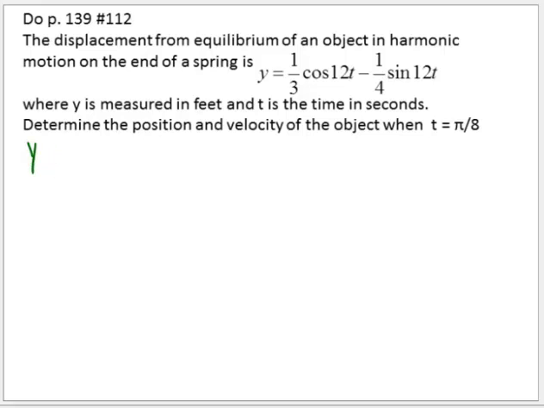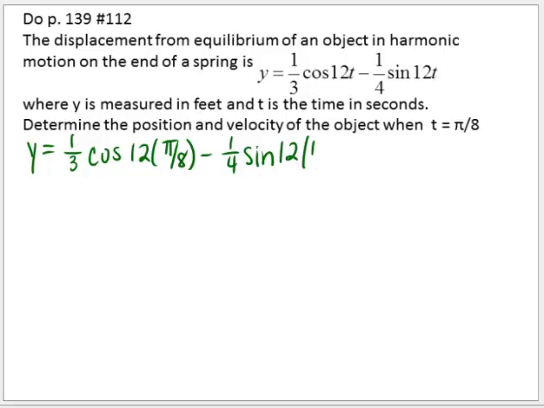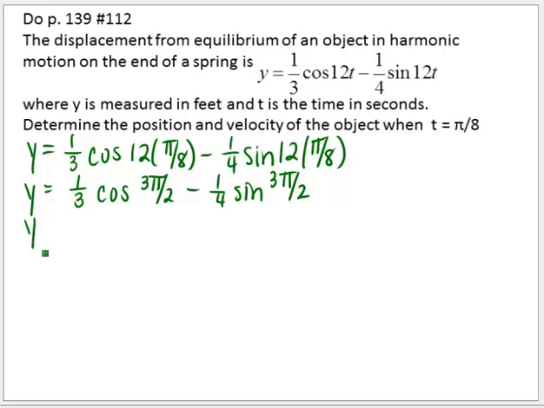So when I plug in pi over 8 into my function, it reads 1/3 cosine of 12 times pi over 8 minus 1/4 sine of 12 times pi over 8. Well, what that really gives me is 1/3 cosine of 3 pi over 2 minus 1/4 sine of 3 pi over 2. Because I know my unit circle, I know the cosine of 3 pi over 2 is 0, and I know the sine of 3 pi over 2 is negative 1, excuse me. That means my position is 1/4 foot.